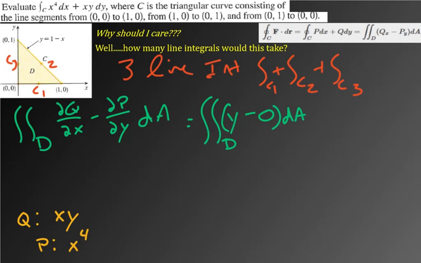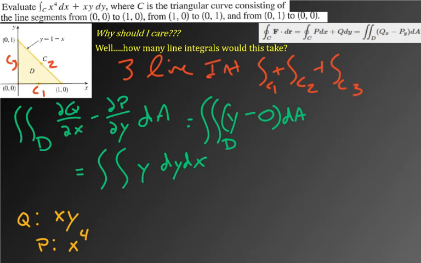And then we just look at this region. It's one that could be a type 1 or type 2. It really doesn't matter. This is where chapter 15 is going to show up so handy. So let's just do it as a dy dx, for no good reason.